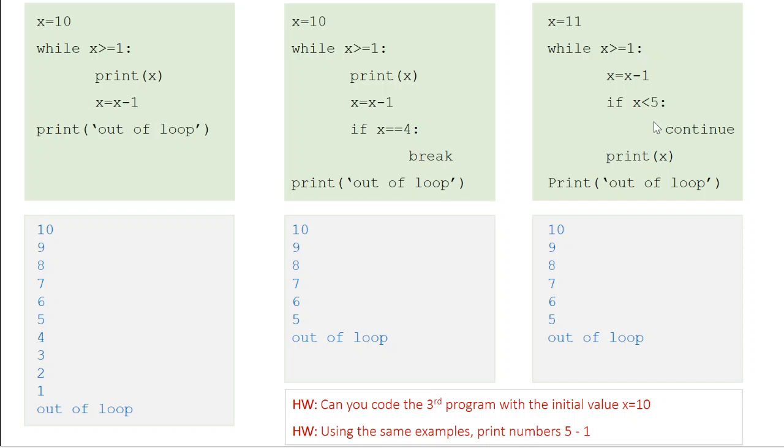So in the next iteration, x value is 4 now. 4 is greater than 1. This is true. It will go inside. Once again, the value is decremented by 1. 4 minus 1, 3. And 3 is less than 5.